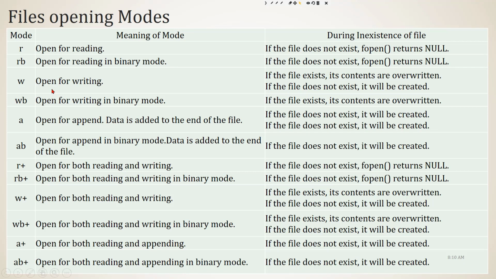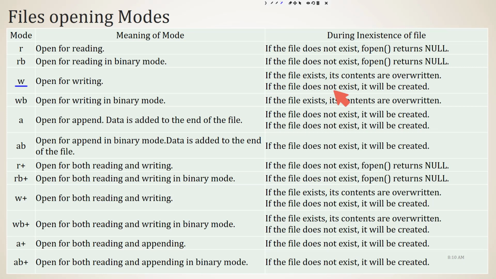W is opening for writing. Suppose I want to store something to the file. At that time, the mode will be W. If the file exists, its contents are overwritten. Suppose there's a file already on the disk and I am trying to open it in writing mode. Imagine it already contains some data. That data will be overwritten.